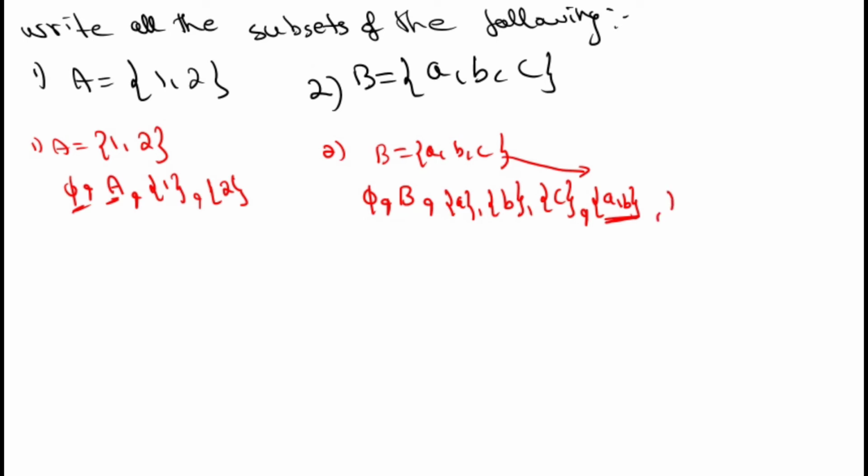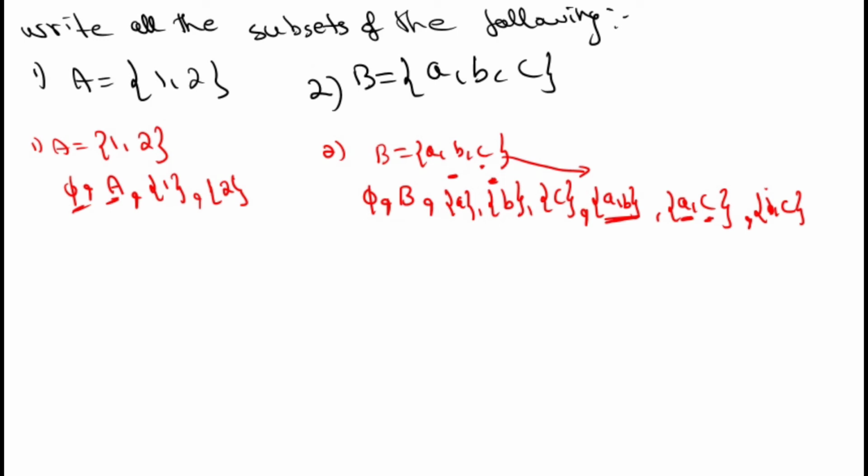Then you can take the set {a, c}. Okay, see here, a is in set B, c is also in the set B. So {a, c} is a subset. Then you can take {b, c}. Check, b belongs to the set B, as well as c also belongs to the set B. Now see, 1, 2, 3, 4, 5, 6, 7, 8.